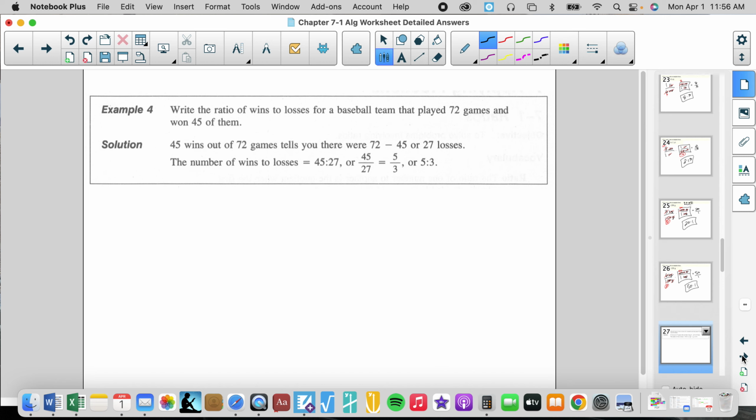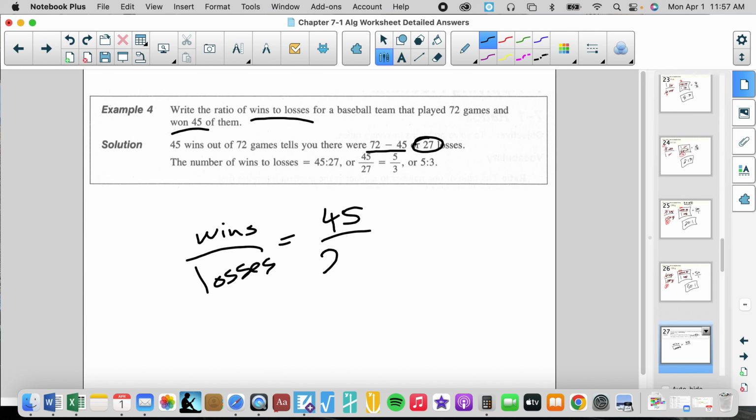Write the ratio of wins to losses for a baseball team that played 72 games and won 45 of them. 45 wins out of 72 games. Wins to losses. This is the important thing. So we have wins over losses. So that's why we have 45 wins. And then we had to subtract 45 from 72, so give us 27. And then we're going to reduce it by 9. And that gave me 5 over 3. Or 5 to 3 ratio of wins.